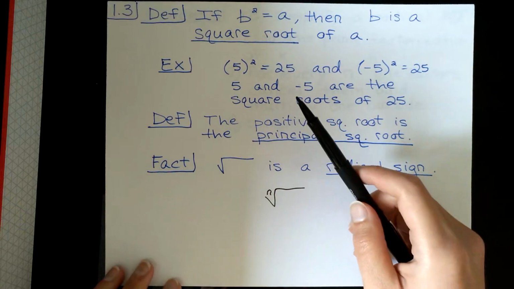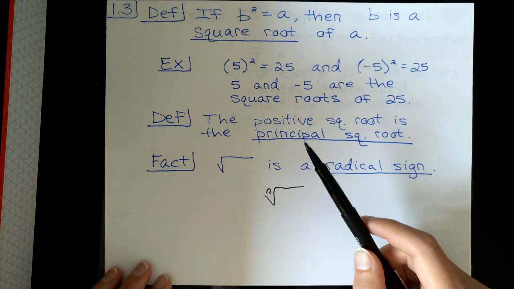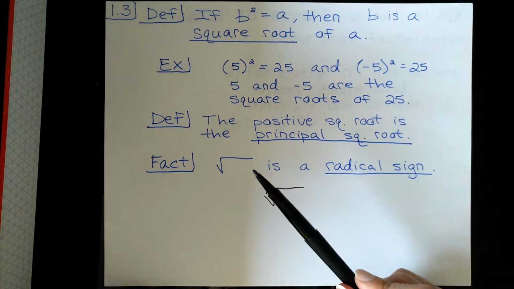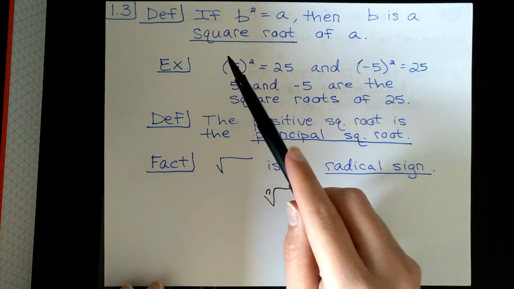For the following section 1.3, we're going to be talking about radicals. Radicals are another word for things like square roots and cube roots. To start off with, we'll introduce some definitions and facts.